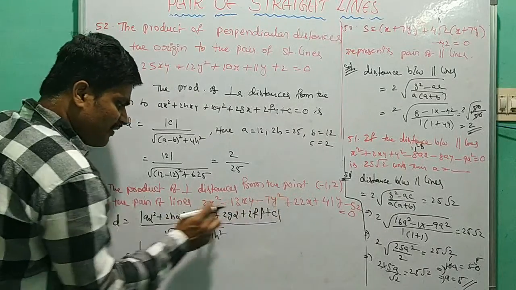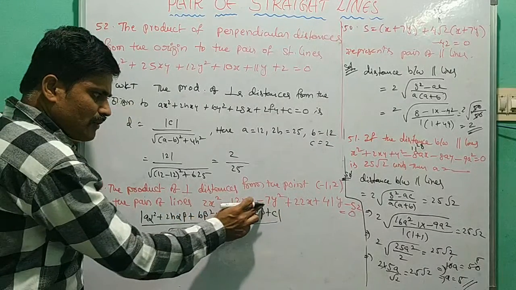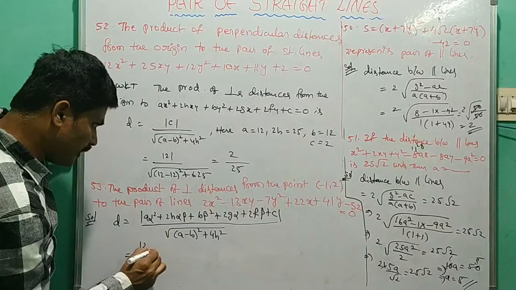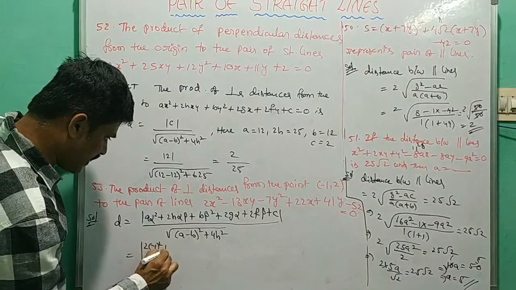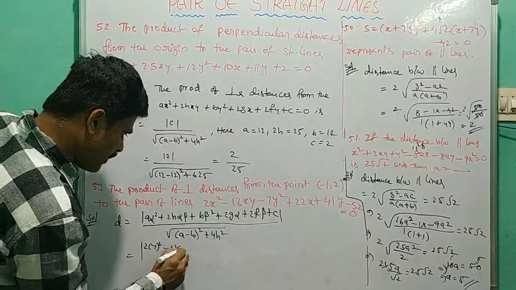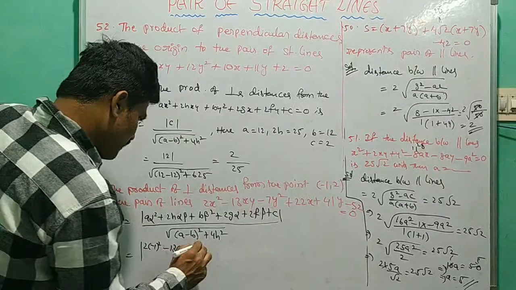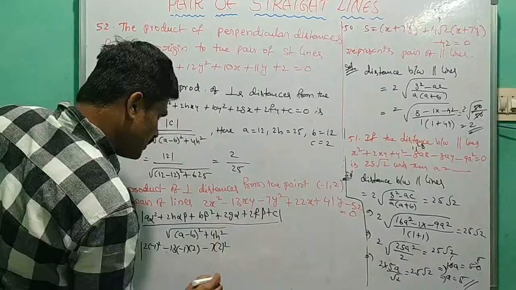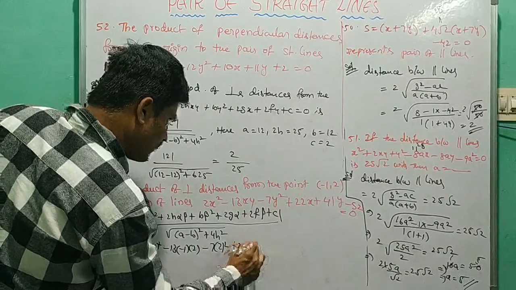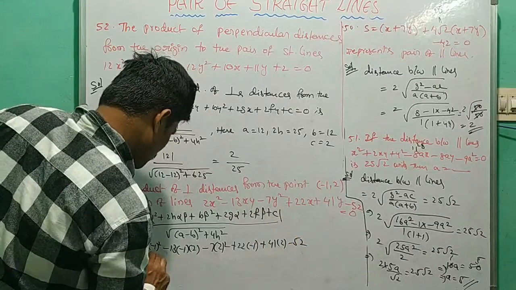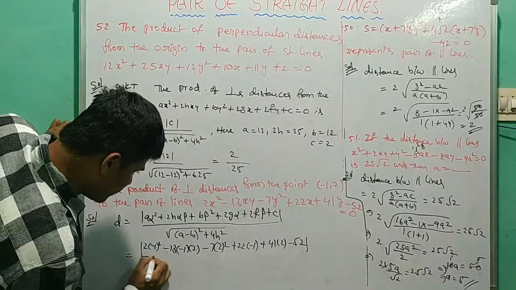The given pair of lines is 2x square minus 13xy minus 7y square. So 2 into alpha value, minus 1 whole square, plus 2h, that means minus 13, into minus 1 into 2, plus b, that means minus 7y square, minus 7 into 2 square, plus 2g into minus 1 plus 41 into 2 minus 52. This is the numerator value.